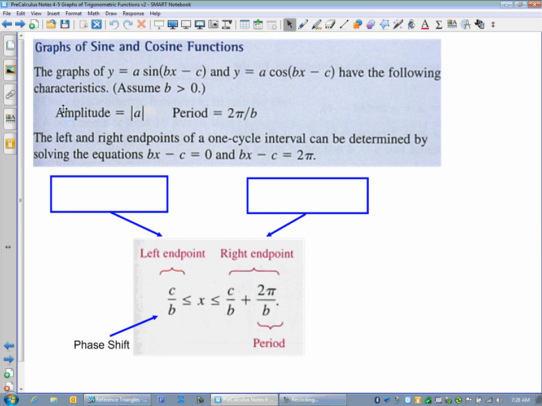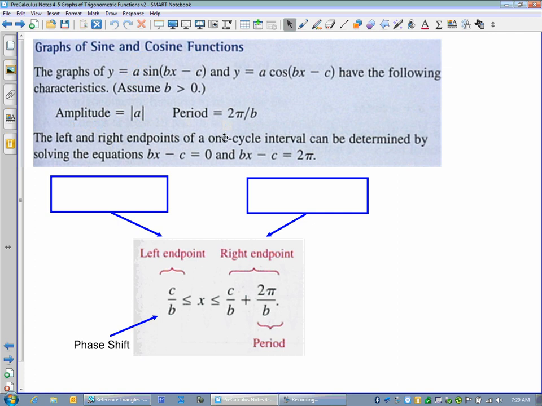The first one is the amplitude. If you remember, that's the distance from the center to the top or from the center to the bottom. You can easily get that just by looking at the equation. It's going to be the absolute value of the coefficient out front. So the absolute value of A is your amplitude.